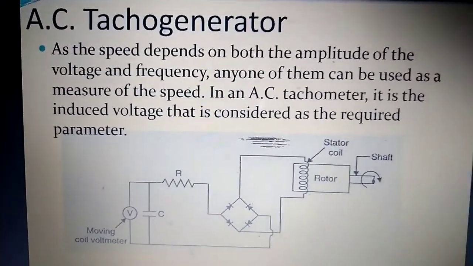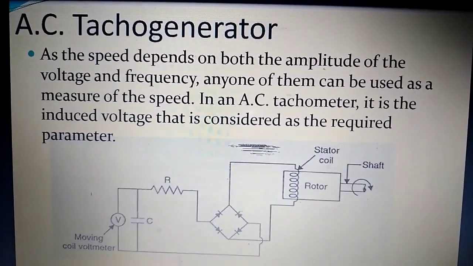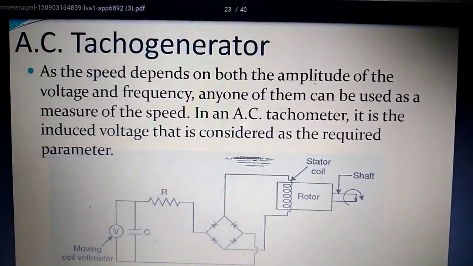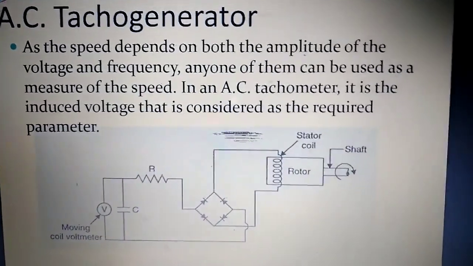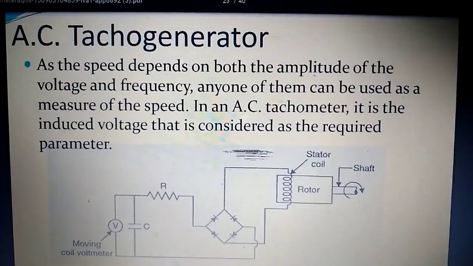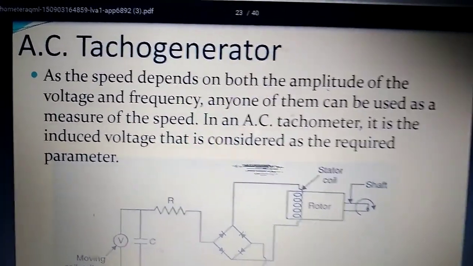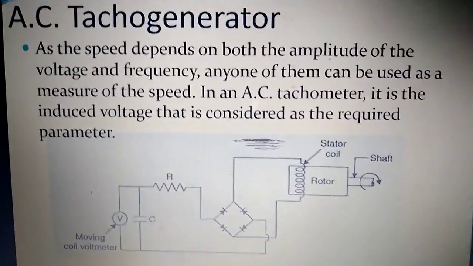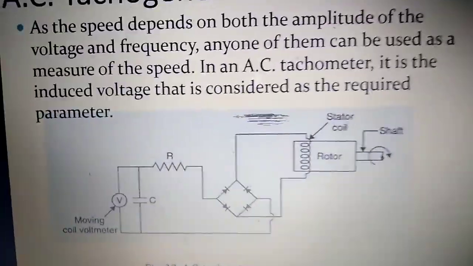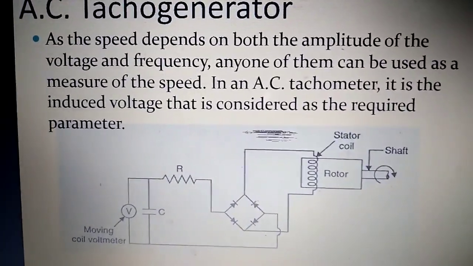Here the input is rotational speed to be measured in RPM, revolutions per minute. The output voltage: in the circuit we are using a rectifier, so it gives a DC voltage. The voltage is directly proportional to the input shaft rotational speed. This is the circuit arrangement of the AC tachometer.